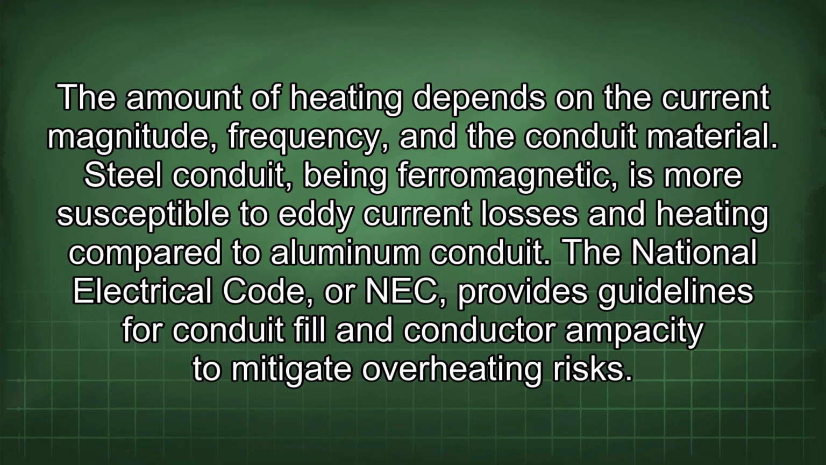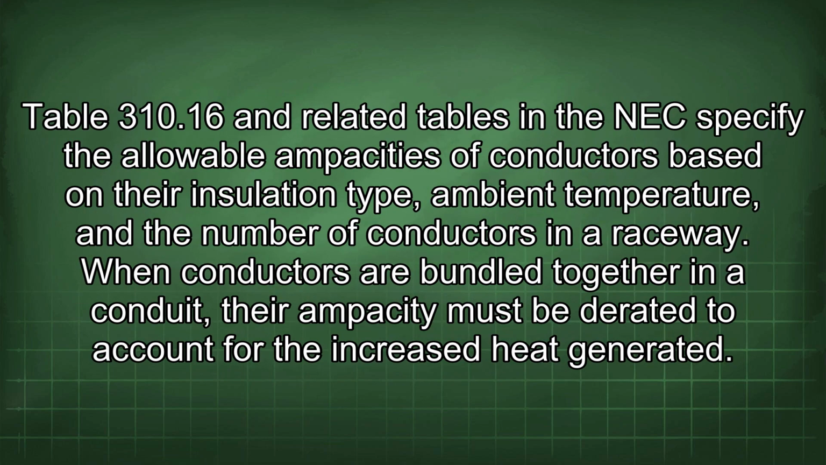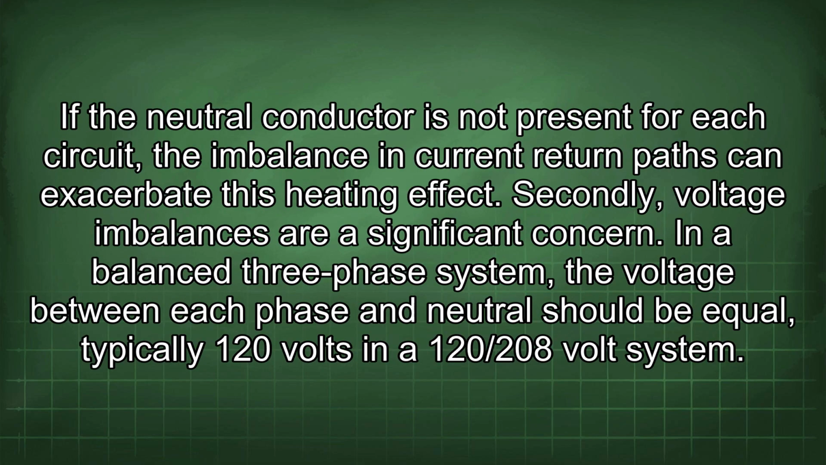The National Electrical Code, or NEC, provides guidelines for conduit fill and conductor ampacity to mitigate overheating risks. Table 310.16 and related tables in the NEC specify the allowable ampacities of conductors based on their insulation type, ambient temperature, and the number of conductors in the raceway. When conductors are bundled together in a conduit, their ampacity must be derated to account for the increased heat generated. If the neutral conductor is not present for each circuit, the imbalance in current return paths can exacerbate this heating effect. Secondly, voltage imbalances are a significant concern.